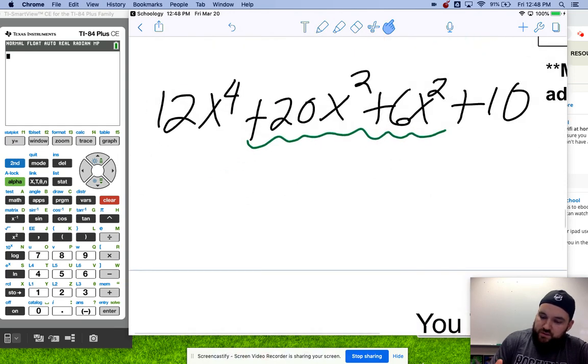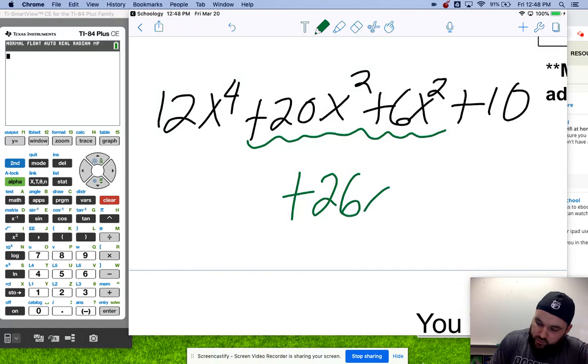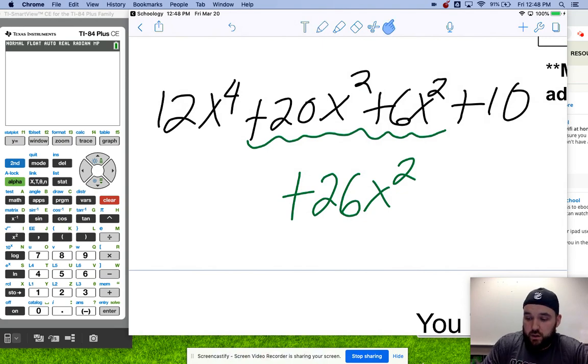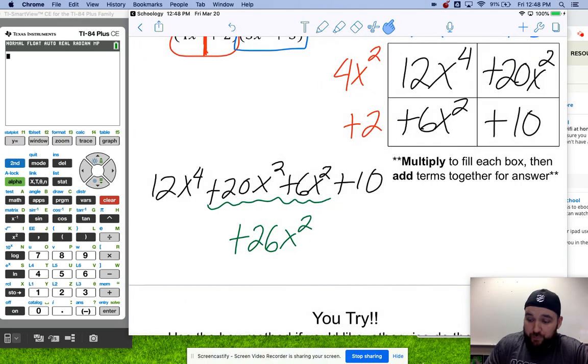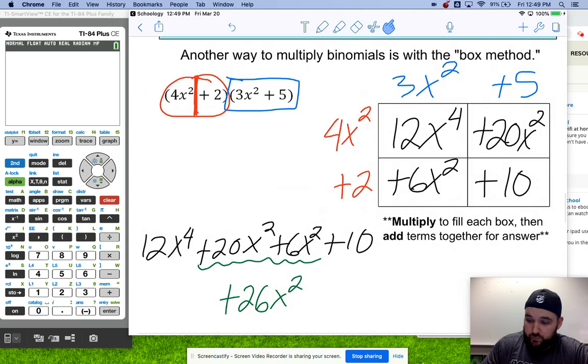And just like the previous problem, I see that in the middle I have 20x squared and another 6x squared. So that's going to become plus 26x to the second. Remember, when you're combining like terms, you are not changing powers. Okay. Back here to fill out the box, we multiplied x squared and x squared to get x to the fourth.